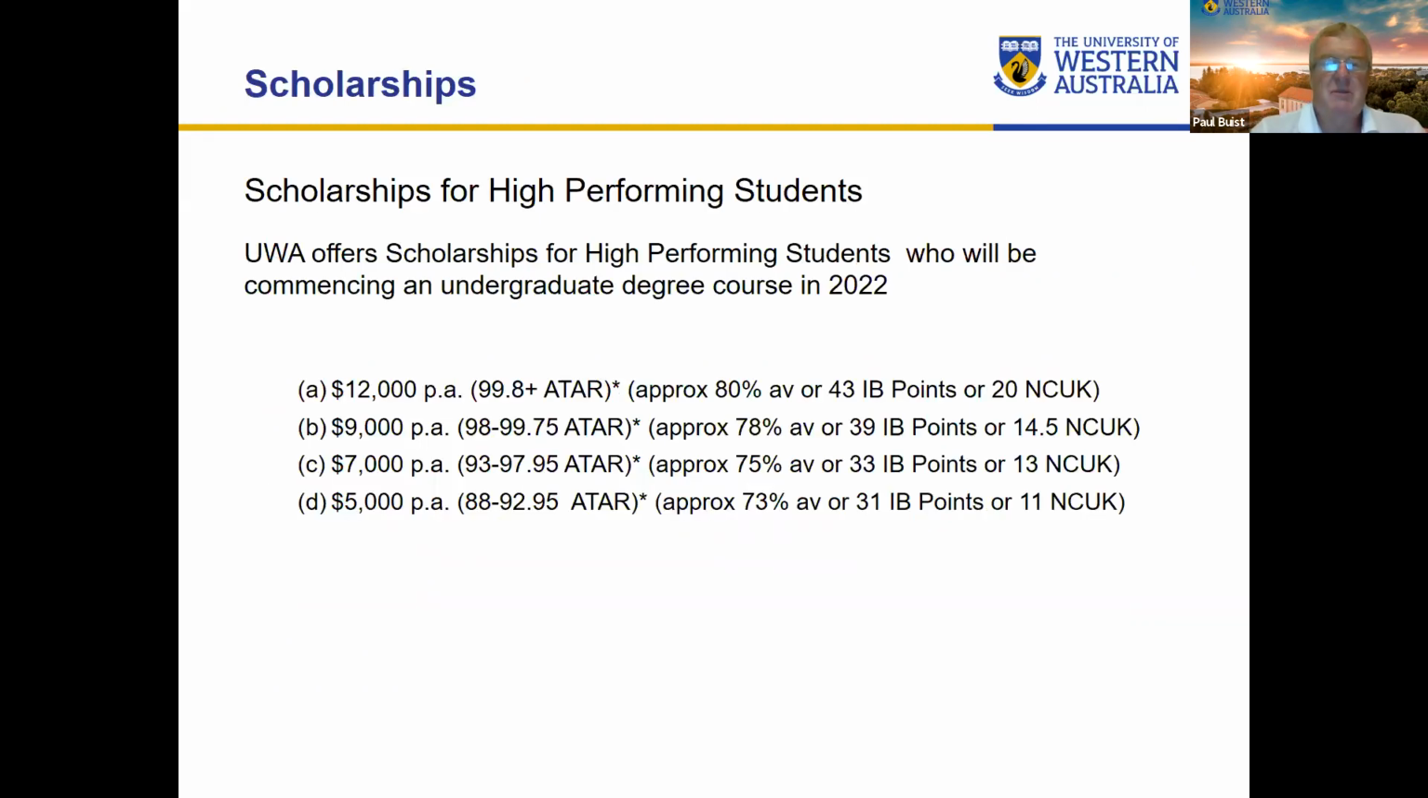We also have scholarships for high-performing students. There's 4 levels of scholarship: $5, $7, $9, and $10,000. So if you're a high school student in South Africa, if you average 73% in your school certificate, you'll get $5,000, and 75% you'll get $7,000, 78, 9,000, and 80% $12,000 per year.